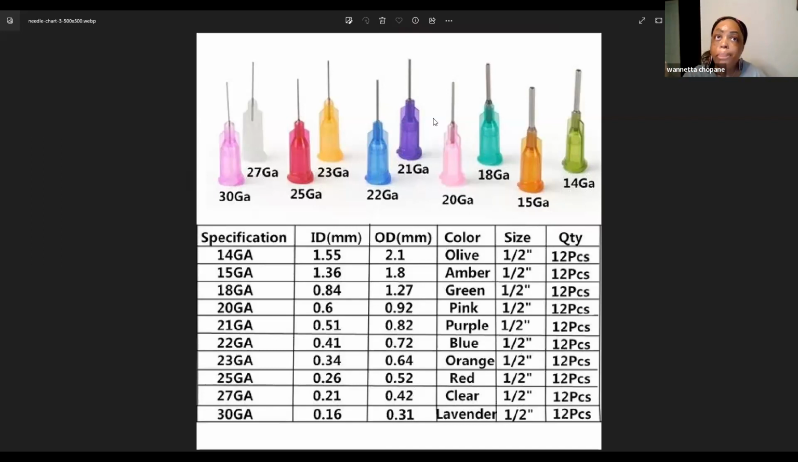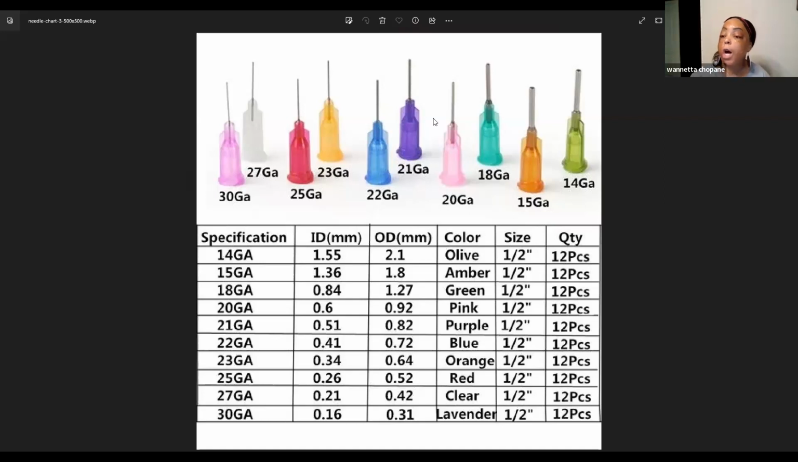Typically, what size do we use? There are areas where you're going to use average size needles for people, just averagely. Those needles are 21 and 22. Size 21 and 22 is basically what you're going to use all the time.